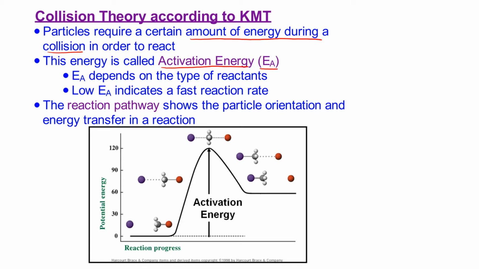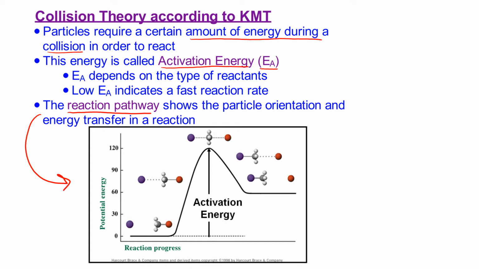The EA, or the activation energy, depends on the type of reactants, and having a lower activation energy actually indicates a faster reaction rate because the particles being able to reach that activation energy is going to be a lot easier. What we're looking at down here is called a reaction pathway. So a reaction pathway is simply going to show our particle orientation and the energy transfer within a reaction. The cool thing about this, and hopefully this looks a little bit familiar to you from biology, is how enzymes help lower activation energy to speed up chemical reactions in the body.